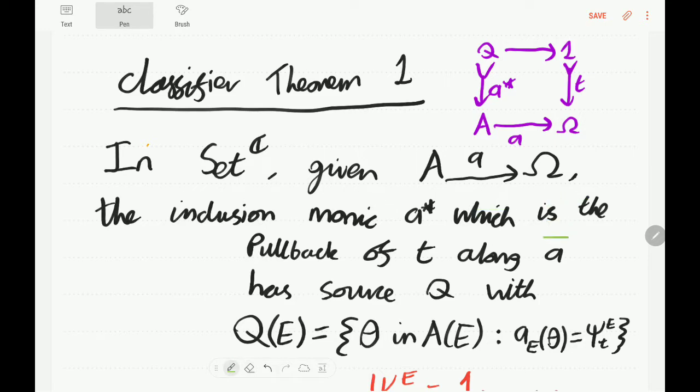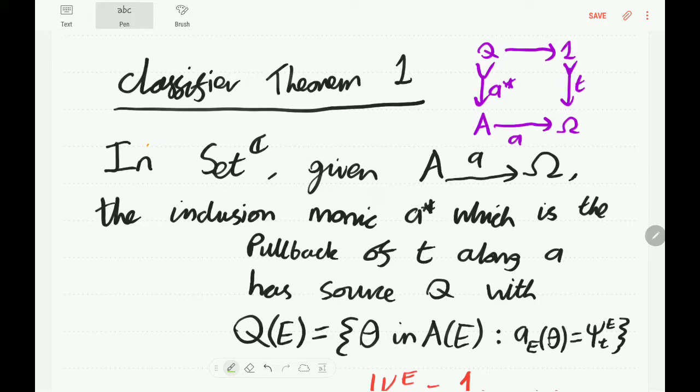Now, what this result says, we're thinking of this as being an inclusion monic, so really it's a natural transformation, but the components of this natural transformation are just inclusion functions, so it's really the form of this object Q that's the important thing. And we're saying that the E-type figures of Q consist of the set of theta in A of E, such that a_E of theta is equal to psi_E t. Okay, so this is really important.